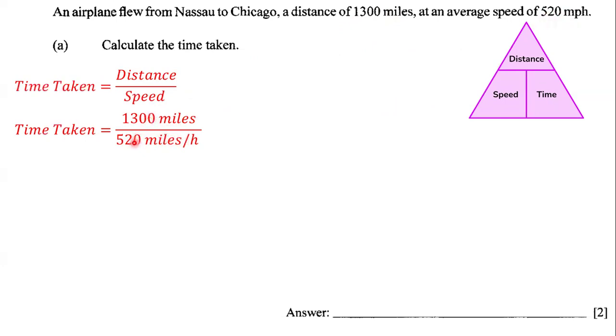Next, we're going to divide these two numbers. And when we divide them, we get 2.5. And so that means that the time taken is 2.5 hours. And so that is going to be the time taken. That's the answer for this question.